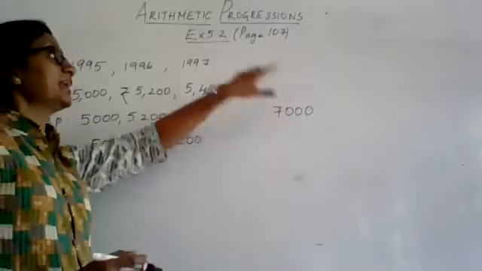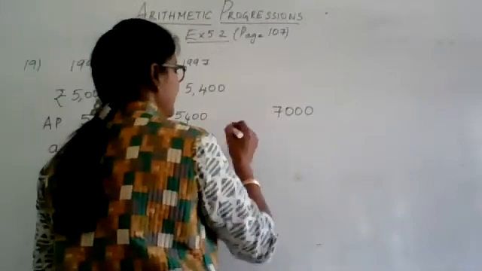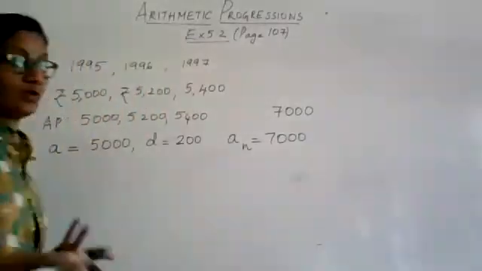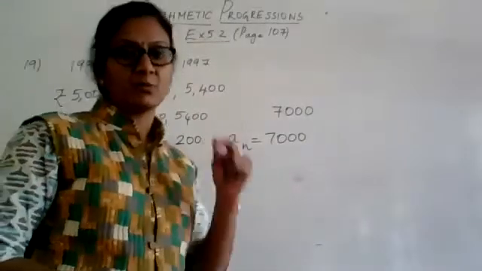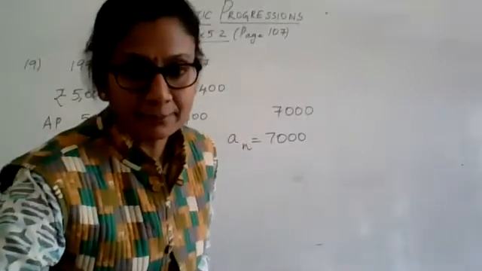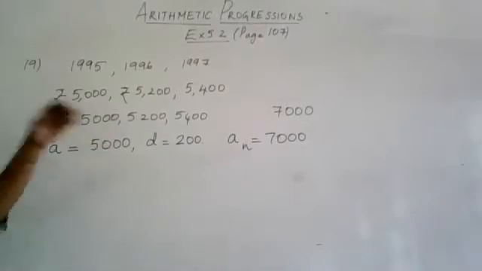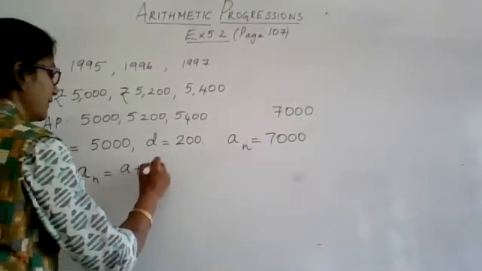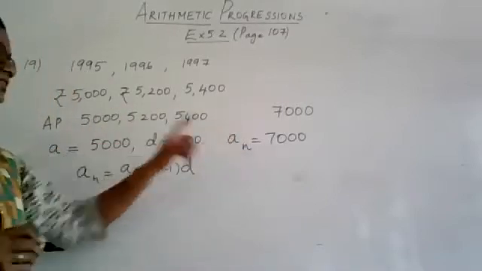We don't know how many terms will make that 7,000. So we can simply generally write that an equals 7,000. Some nth term, we don't know which term it is. That's exactly what I want to find out. Which term of this AP has become 7,000 is what we have to know. So from this, I know my formula: an equals a plus n minus 1 times d. The an, that is the nth term, is 7,000.